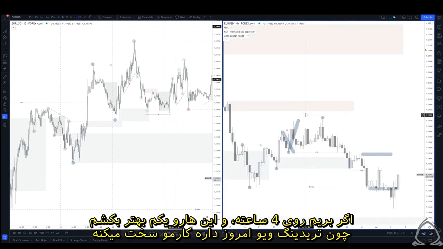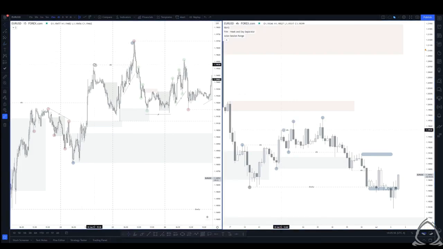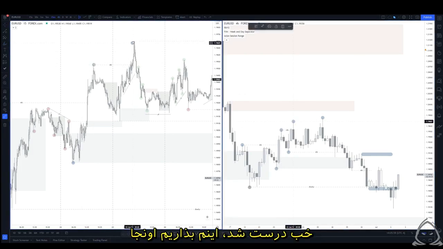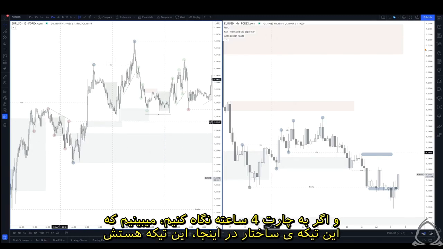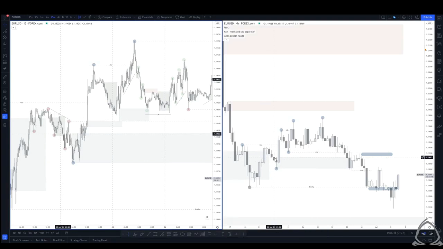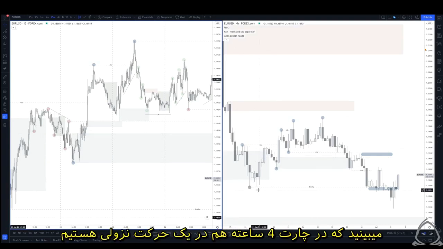If I switch to the 4 hour and maybe draw these on a little bit better because TradingView is giving me a hard time today. There we go. I can get rid of that. That there. Perfect. So what we can see is price again is making lower lows and lower highs. And on the 4 hour chart, we can see that this bit of structure here is this bit right here. And as we can see right now on the 4 hour chart, we are also in a bearish move.